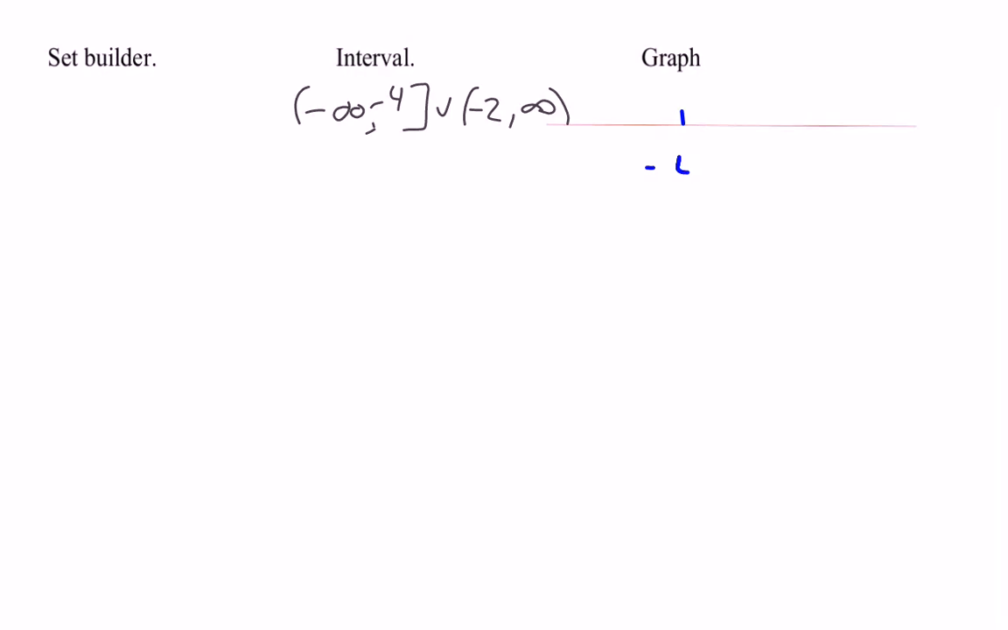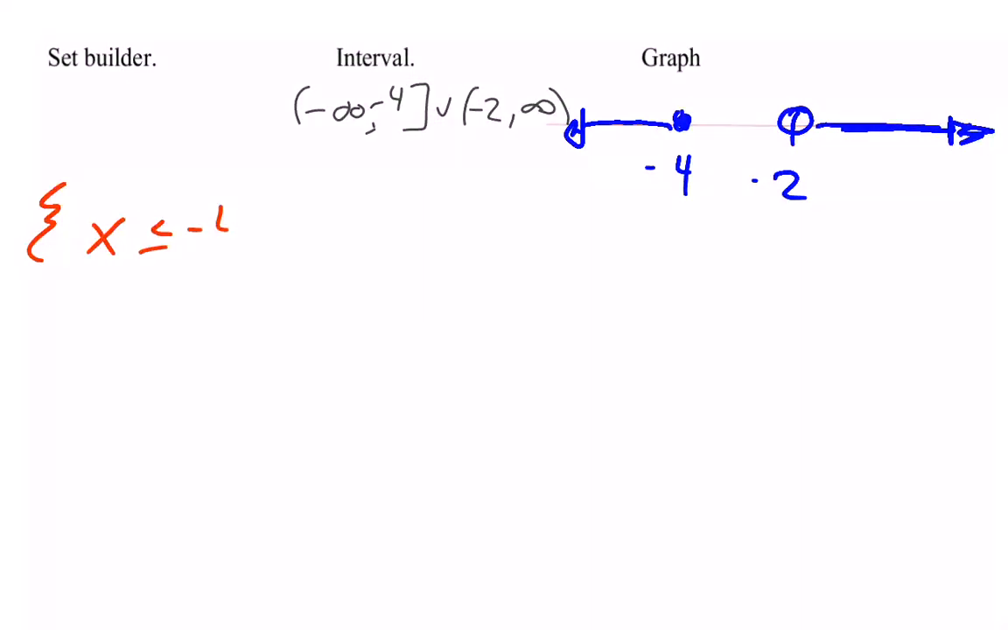My first endpoint is going to be -4, and since it has the straight bracket, that means that endpoint will be filled in, and -infinity means it's going to the left. That's union -2, which has a parentheses, so open circle, going to +infinity. So in my set builder notation, that would be x is less than or equal to -4, or, since I have two pieces, it's going to be an or, x is greater than -2.